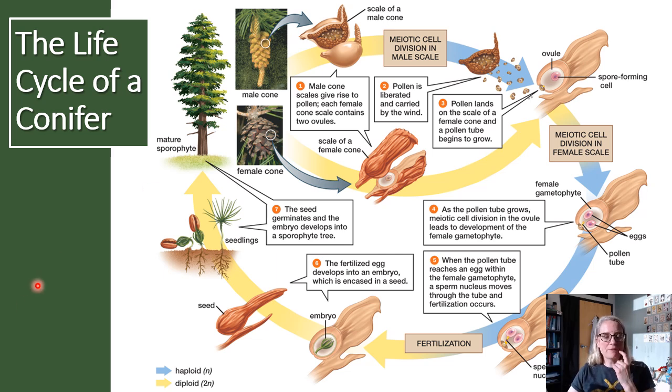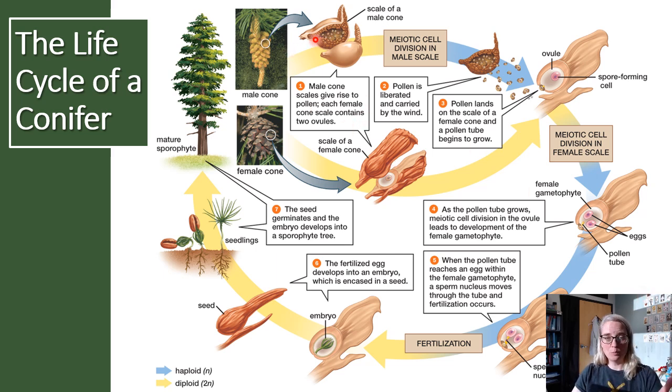So here's our life cycle of a conifer. Again, our yellow is representing the diploid stage, and our blue is representing our haploid stage. What I want you to notice, or hopefully you noticed, is that the sporophyte, the diploid stage, is way more dominant, and the reduced gametophyte stage is way shorter in this life cycle, where in those earlier plants it was the opposite. The diploid stage was very short, like in the mosses, where you just had that little stalk and went right back to the gametophyte stage.